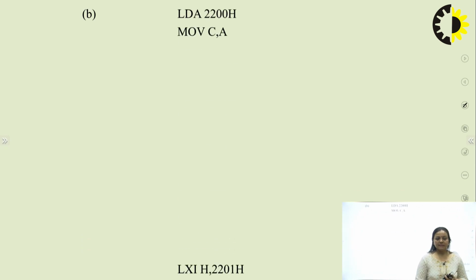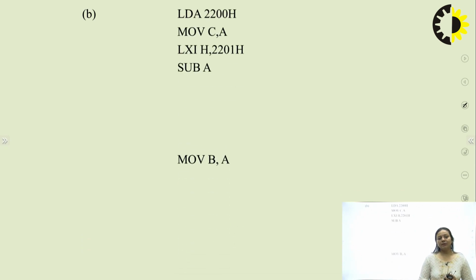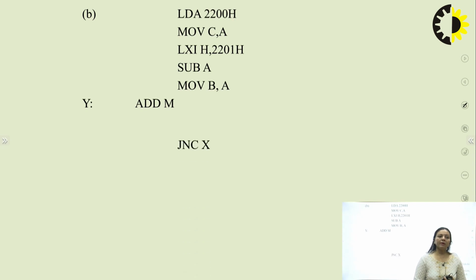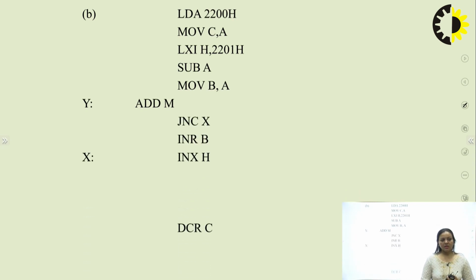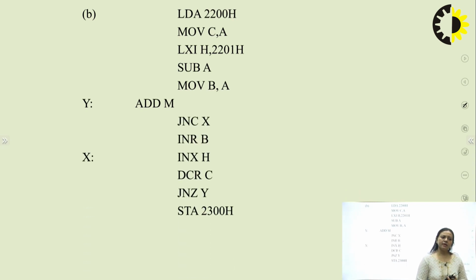Now, my second part says that I have to assume the sum to be a 16-bit number. That means I have to incorporate the carry part also. So how can we write it? The complete program will be the same as we discussed in the previous part. What changes do I have to make?